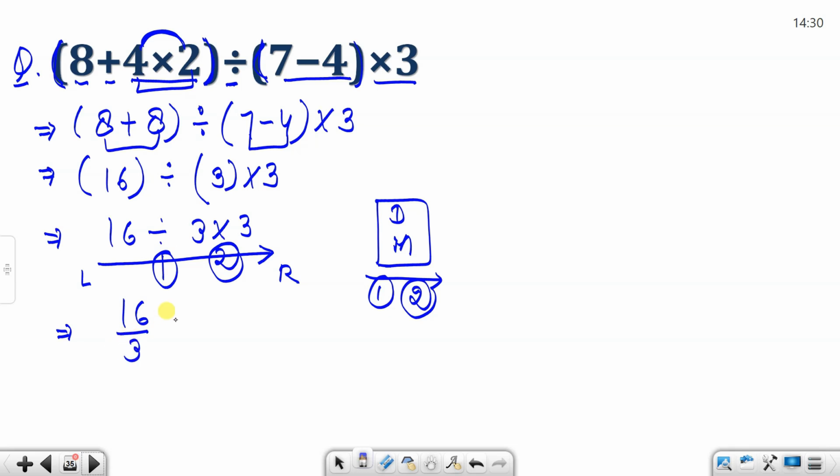16 ÷ 3 × 3. Here, 3 cancels out with 3, so 16 × 1 equals 16. This is the right answer.